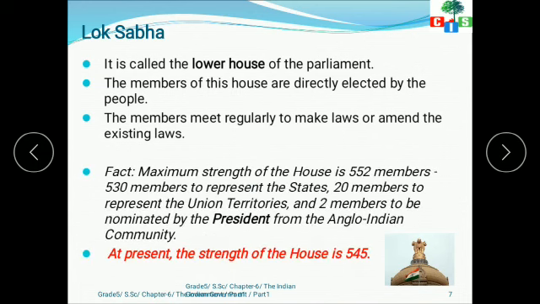Now let's see this fact. At present the strength of this lower house, the Lok Sabha, is 545, and the maximum strength of this house is 552 members, where 530 members represent the states, 20 members represent the union territories, and 2 members are nominated by the president from the Anglo-Indian community, right? So right now, what is the strength of our Lok Sabha? That is 545. Okay, now move to the next.